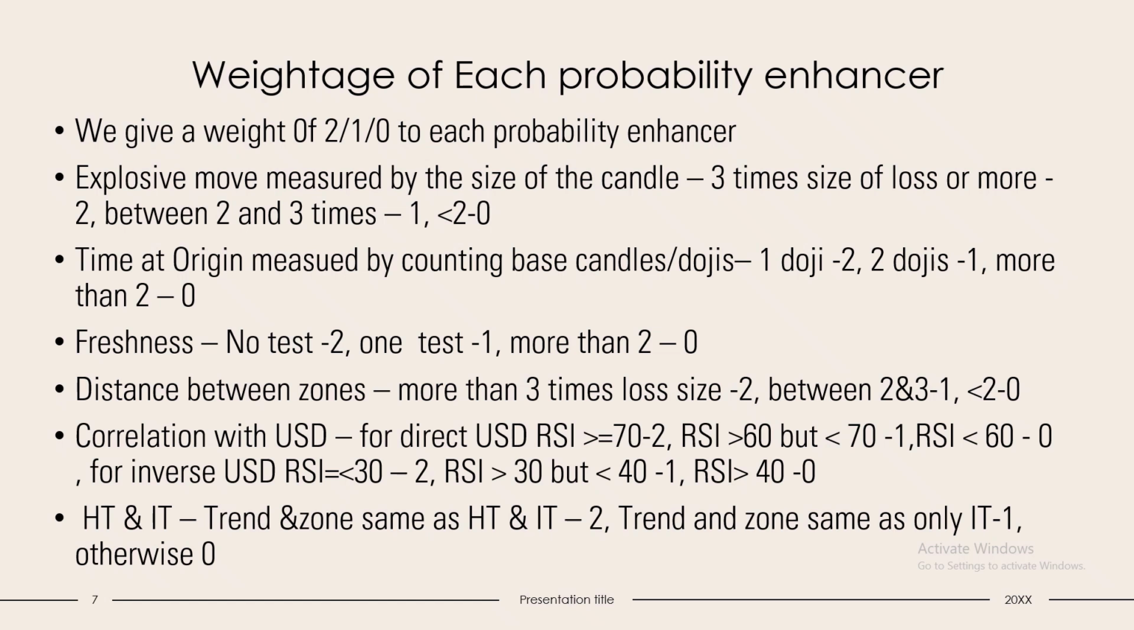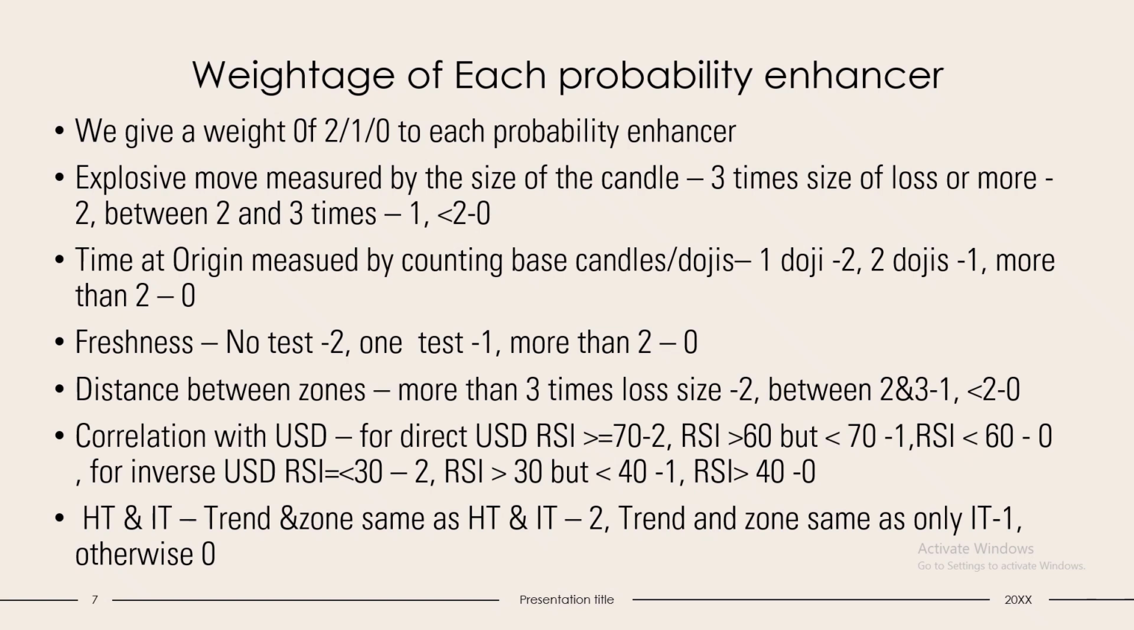Having discussed various kinds of probability enhancers, it's time to take the weightage or the score for each probability enhancer that we wish to give them depending on their importance or the influence that they have on the trade. If the influence is very, very high, we give them a score of 2, or if it's moderate to high, we give them a score of 1. Otherwise, we give them a score of 0.